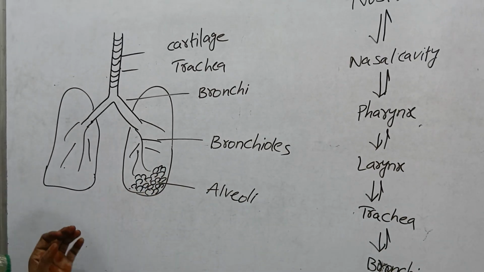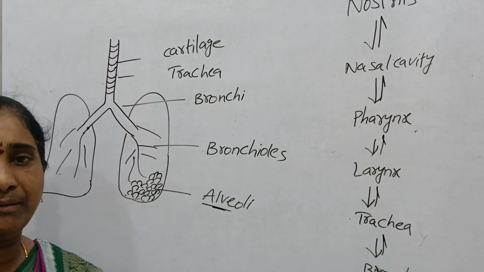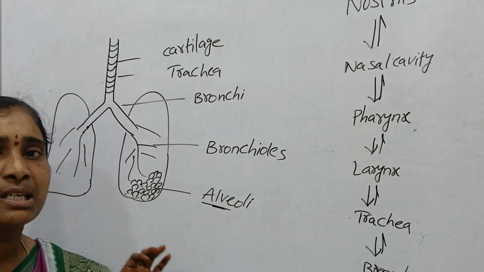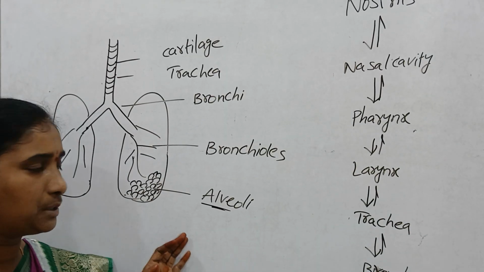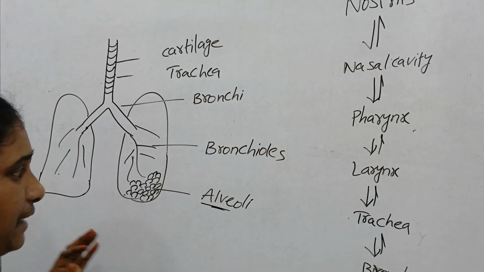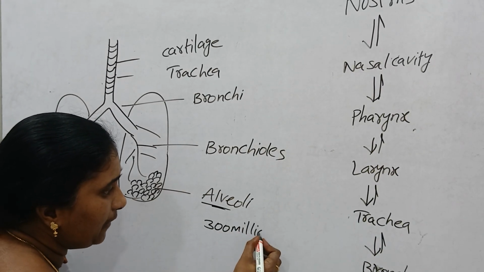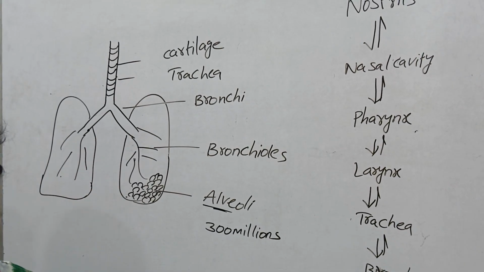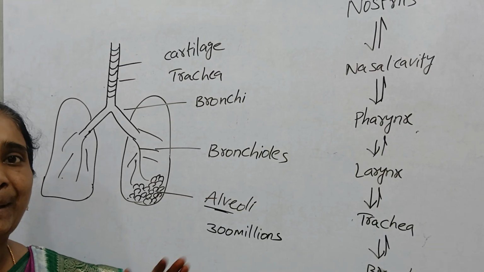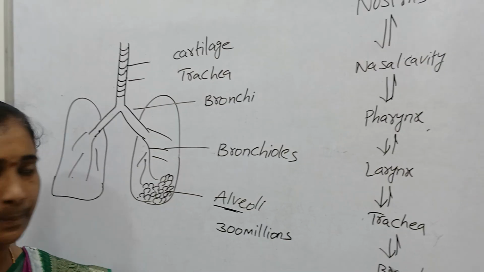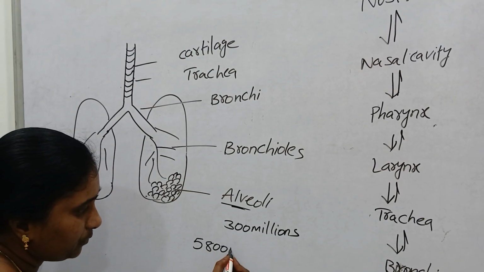So lungs further are divided into small sac-like structures. These small sac-like structures are called alveoli. So alveoli are called structural and functional units of lungs. When we inhale the air, this air enters into alveoli. So each lung contains nearly 300 millions of alveoli. So what is the function of this alveoli? Increase the surface area. When we inhale the air, this alveoli will expand their surface area so that we can breathe more air.